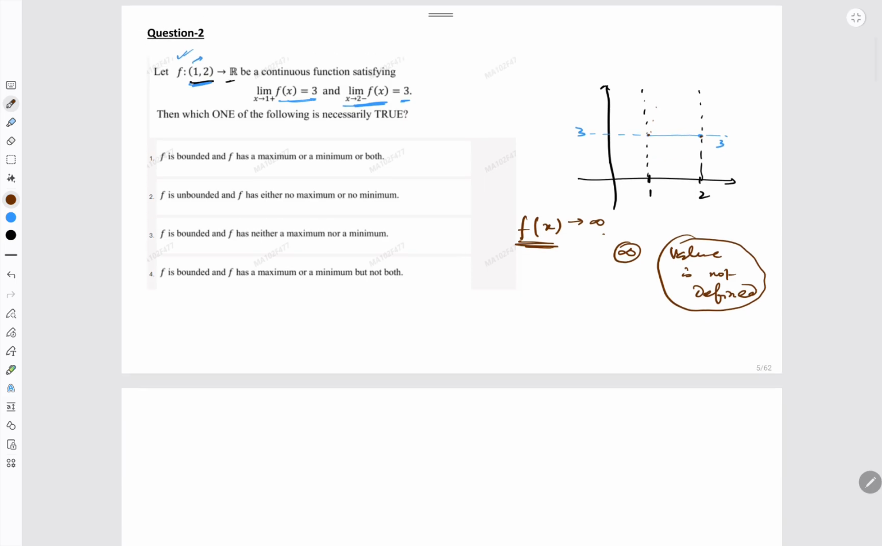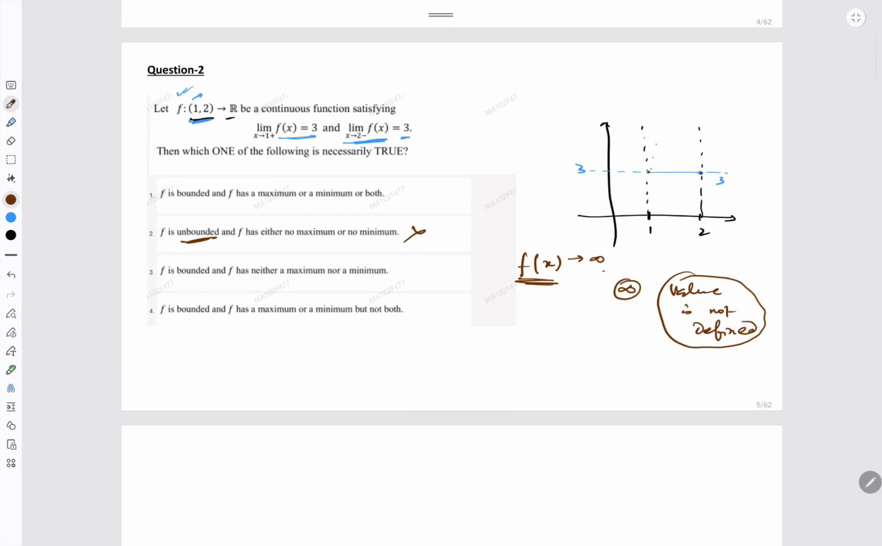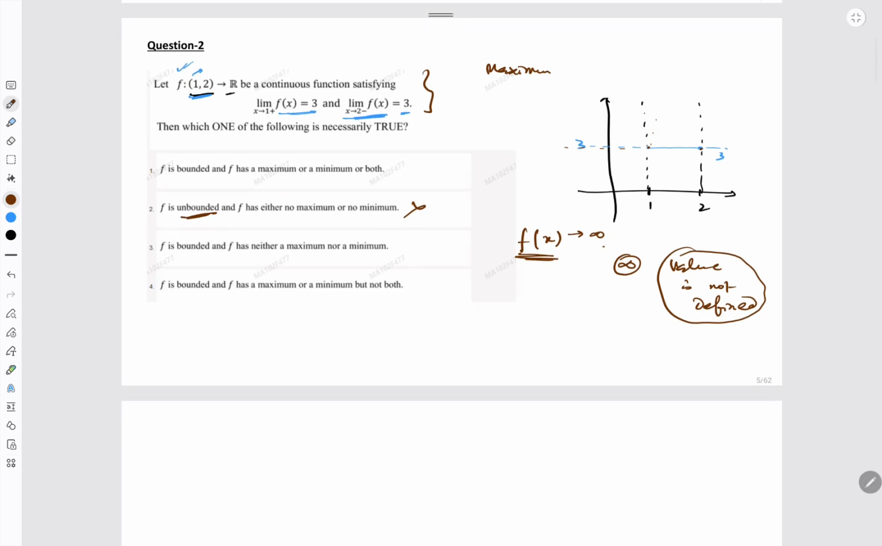So f is bounded is my correct option. So f is unbounded, this option is eliminated by default, right? Now if f is bounded, I already drew the graph, it can have a maximum, right? If I draw a function like this, this function satisfies these two conditions, and it has a maxima. And it has a minima as well, because it is bounded between 2 and 3. So if a function is bounded, then it will have maxima and minima by definition, if you have studied real analysis.